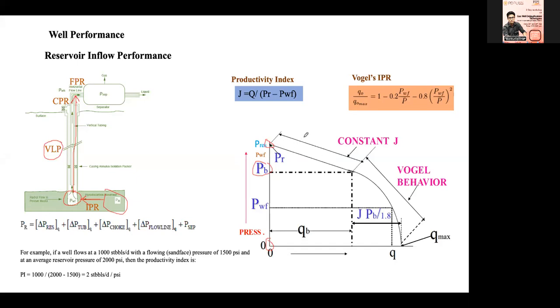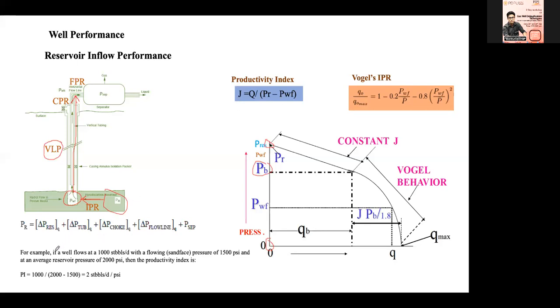If you are producing here, you are going to see a single phase flow, a liquid. So when you plot the inflow, the magnitude of the slope of this line will be your productivity index. Productivity index is basically the inflow over the differential pressure. So what does this productivity index indicate? Let's see.